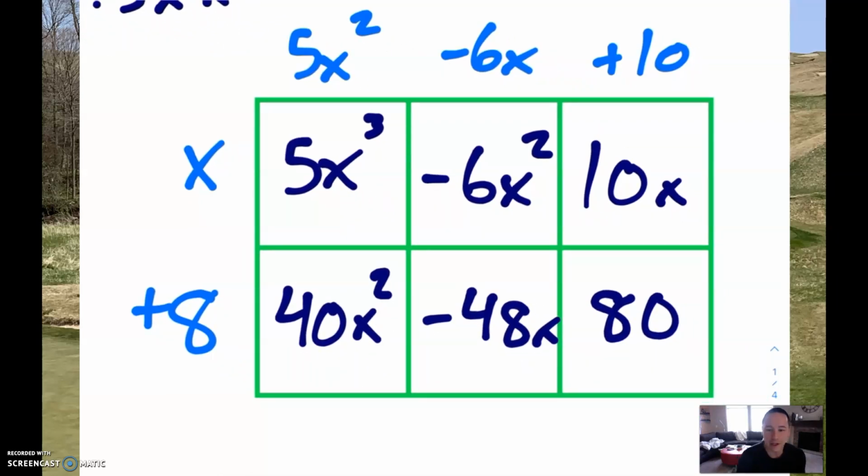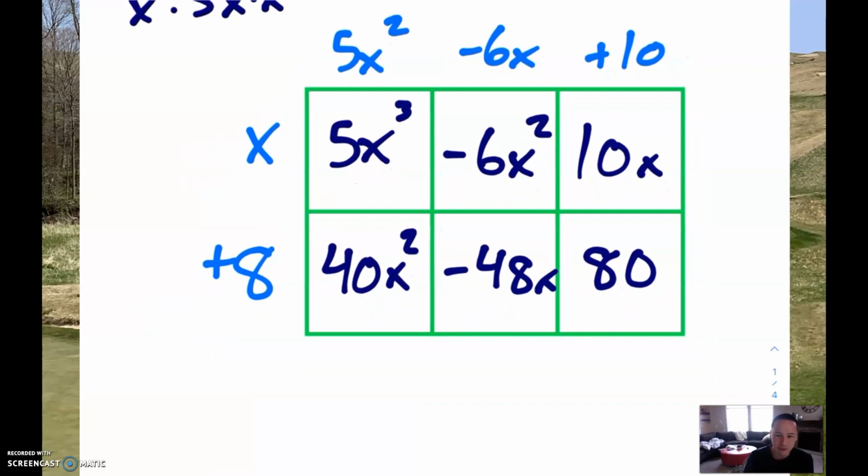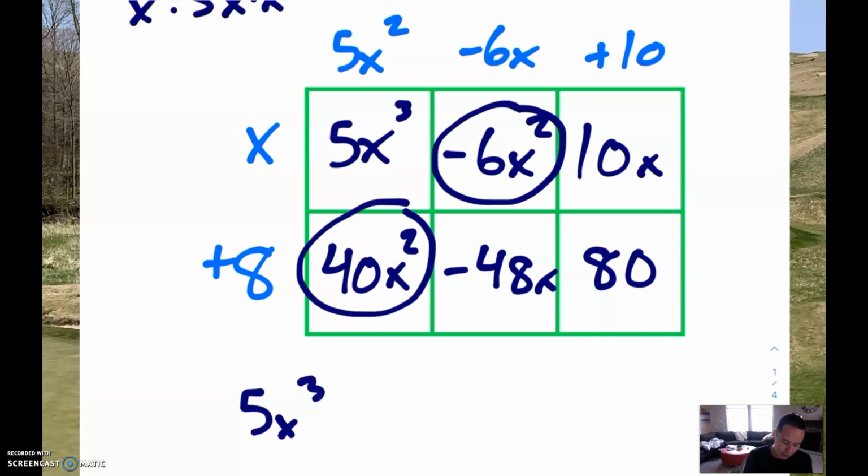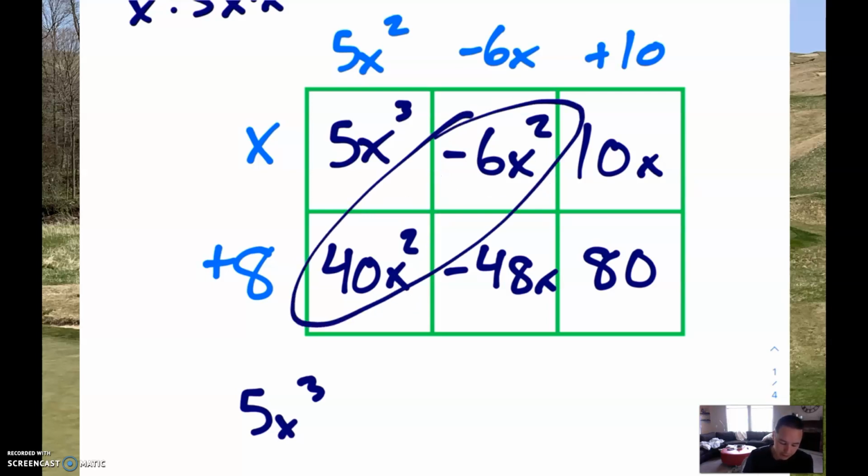So we've done all the hard work and we've multiplied everything in the boxes, but now we have to look for the like terms and combine the like terms. Let's start with that 5x cubed. Are there any like terms with that? Nope, that's the only x cubed. So let's start with 5x cubed. Then we're going to look at the x squareds. I see a minus 6x squared, and then down diagonally from it, we also see a 40x squared. So we have 2 x squared terms that we can combine. And if you combine 40x squared with a minus 6x squared, 40 take away 6 is a positive 34. So we're going to put plus 34x squared.